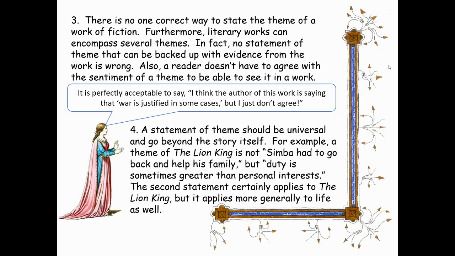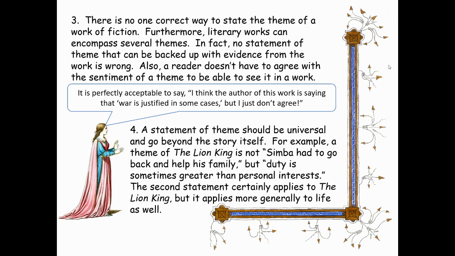There is no one correct way to state the theme of a work of fiction. Furthermore, literary works can encompass several themes. In fact, no statement of theme that can be backed up with evidence from the work is wrong. Also, a reader doesn't have to agree with the sentiment of a theme to be able to see it in a work. It's perfectly fine to say, I think the author of this work is saying that war is justified in some cases. Notice that's not a moral statement. That's not telling you what you should or should not do. It's just revealing that war is justified in some cases. Now, you can either agree with that theme or not. So you can say, I think that this is the theme, but I don't agree with that theme.